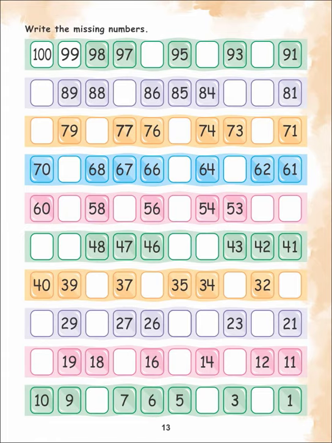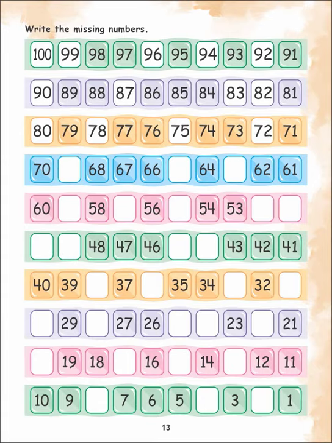100, 99, 96, 94, 92, 90, 87, 83, 82, 80, 78, 75, 72, 69, 65, 63, 59, 57, 55, 52, 51, 50, 49.